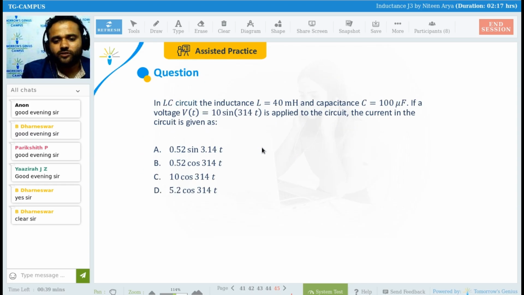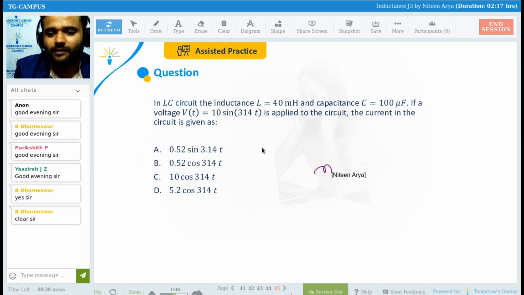Okay. So this one is your last two questions. In an LC circuit, the inductance is this, the capacitance is this. If a voltage is applied to the circuit, the current is given as. Okay. I will solve it for you because you have not gone through the LC circuit till now. The next numerical you need to do by yourself. Okay. So LC circuit, LCR circuit, RC circuit, L circuit, C circuit, R circuit, we are going to understand in the next class.